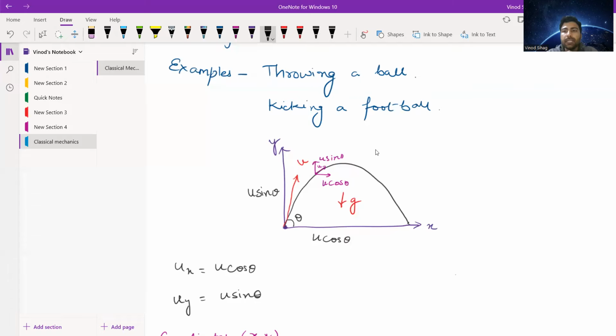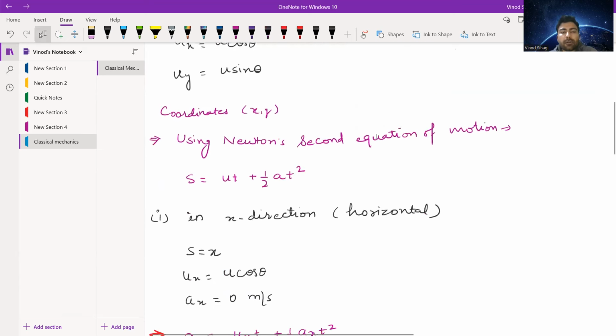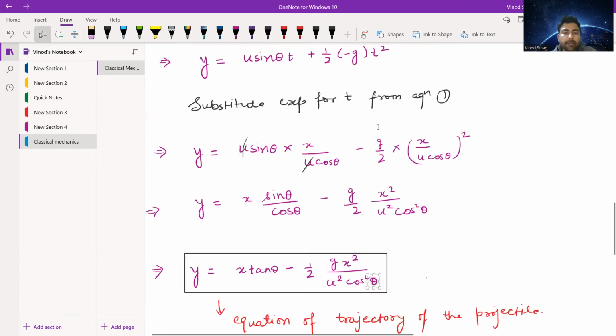Now the few things we are going to derive: first of all, the time of flight; the second thing is the maximum height obtained by the particle; and the third thing is the range of the particle. We are going to see their definitions also. So first of all, we will start with time of flight.